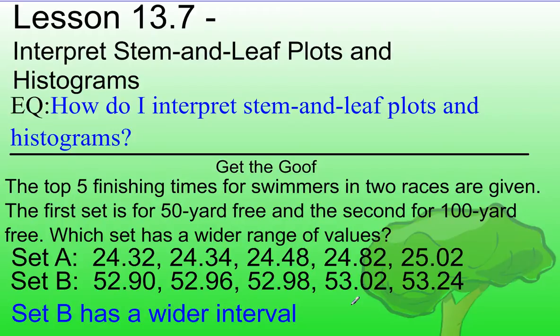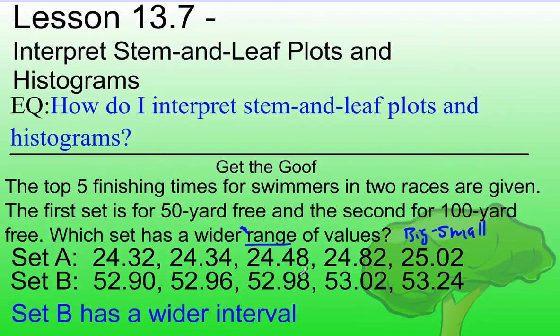We've got two sets of data, and the question is asking us which set has a wider range of values. Now, to me, if you're talking about the wider range of values, it means from the biggest number to the smallest number, which one has more of a range? Well, that would be the range of a set of numbers. So the range of this set of numbers is the biggest number minus the smallest.